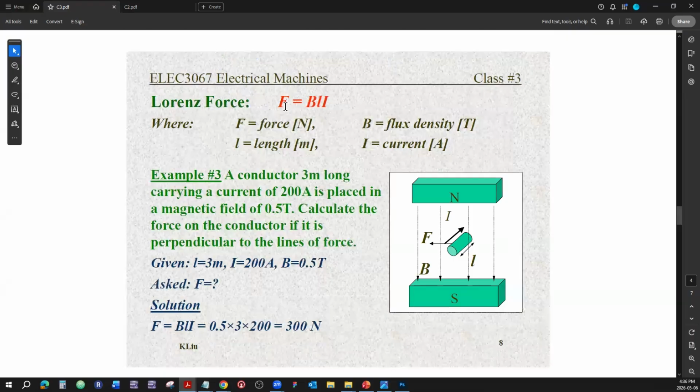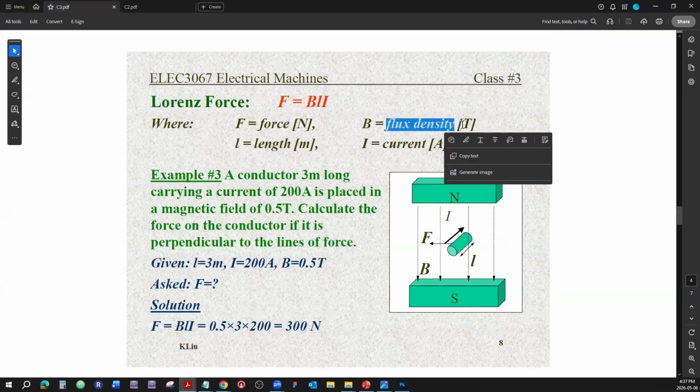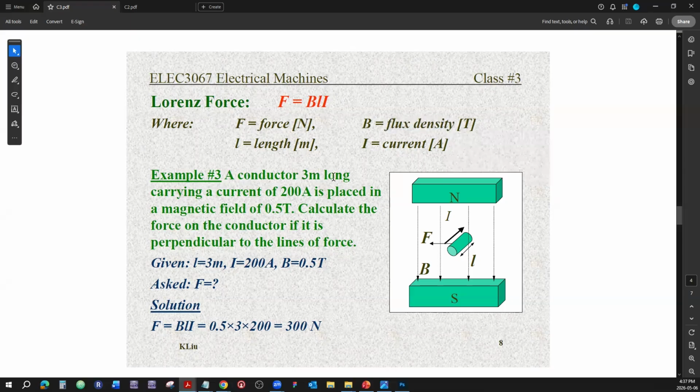Okay, Lorentz force. Force equals flux density, strength in Teslas, times the length of the conductor in this case, and the amount of current that flows through. Let's see the example here. A conductor 3 meters long, carrying a current of 200 amps, is placed in a magnetic field of 5 Teslas. Calculate the force on the conductor.